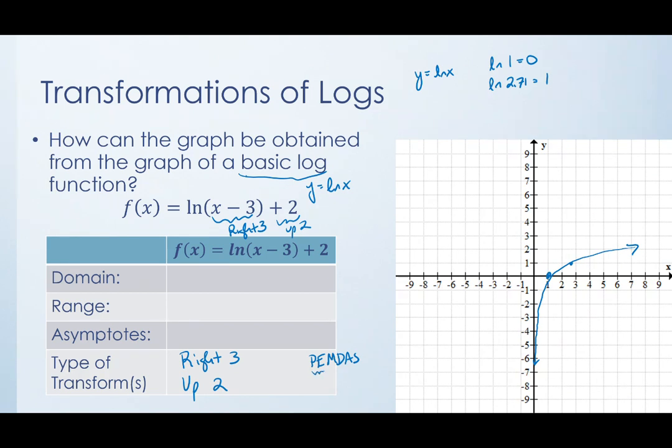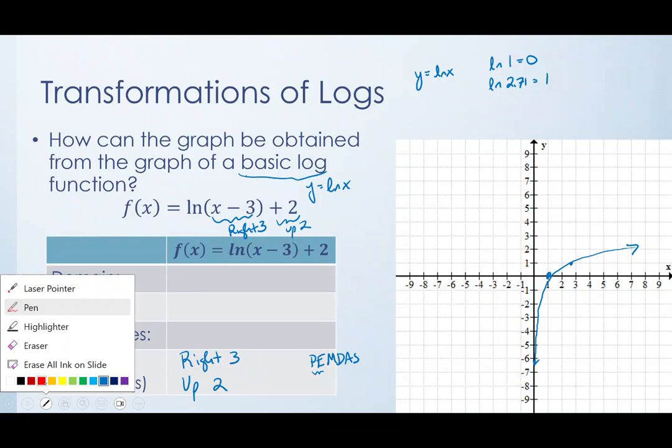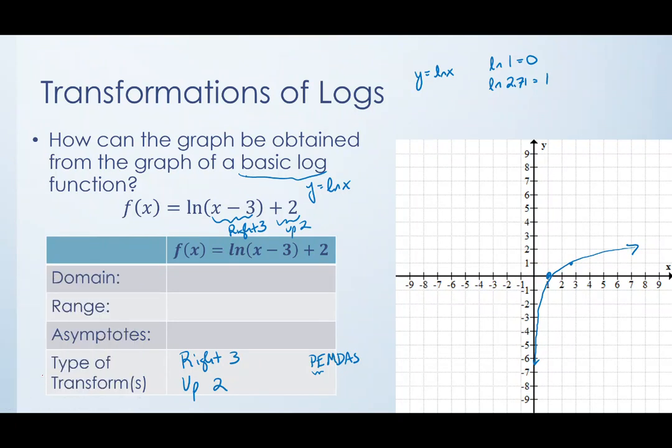So we are going to do the parentheses, the change in x to x minus 3, first. We're going to change that color to red. So this is going to shift over 3. Instead of (1, 0), we're going to have (4, 0). And instead of (2.7, 1), we're going to have, let's see, we're still shifting over, yeah, 5.7. So it's going to be about here.